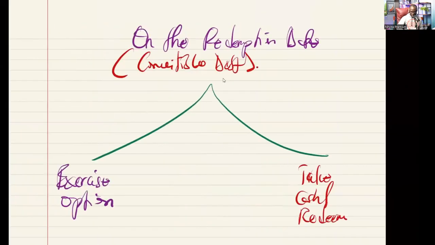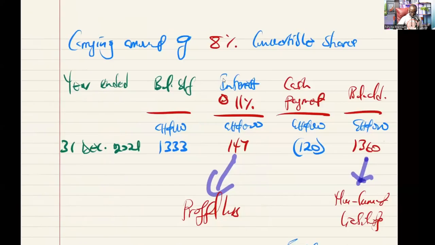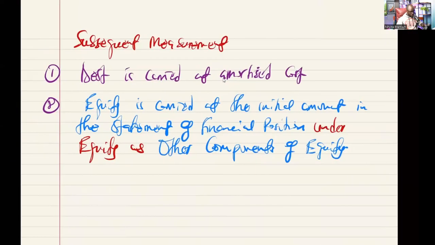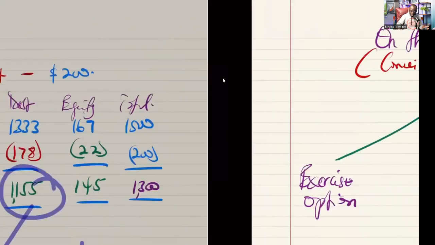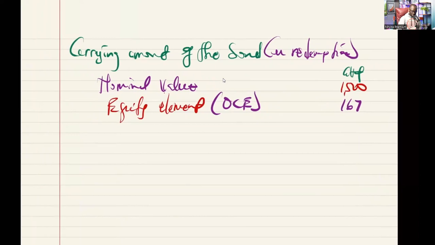Because remember the principle we established here. Go back. We said equity is carried at the initial amount in the financial statement, in the financial position under equity as other components of equity. So it doesn't change. But on the date of redemption, it has to come on board. So right now in our books, relating to this debt that has been issued, the amount available is going to be 1,667. Stay with me carefully.